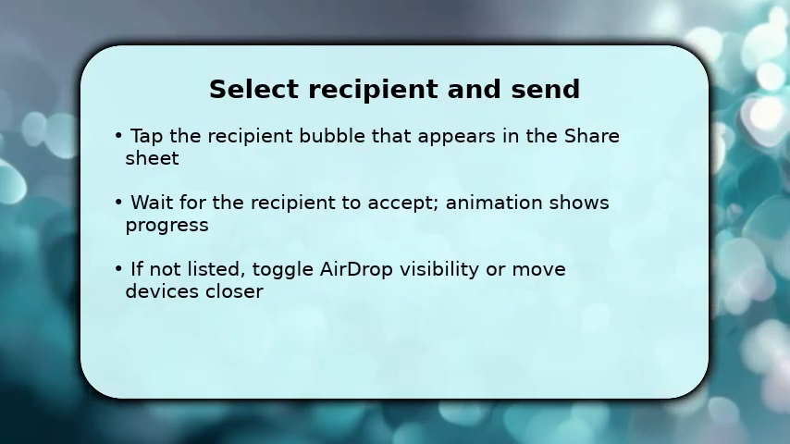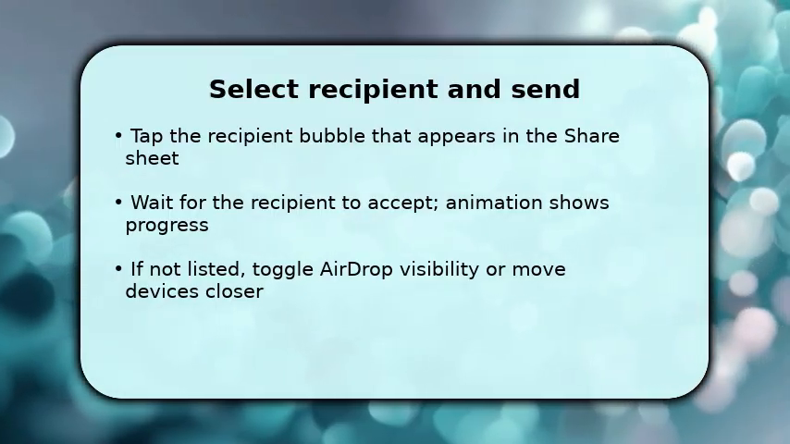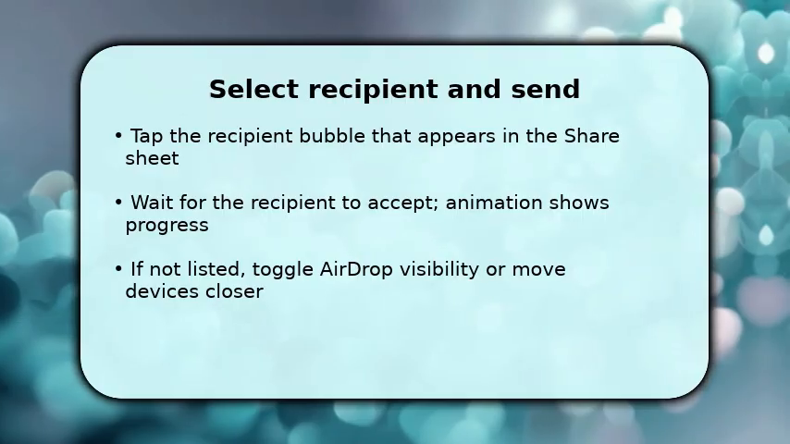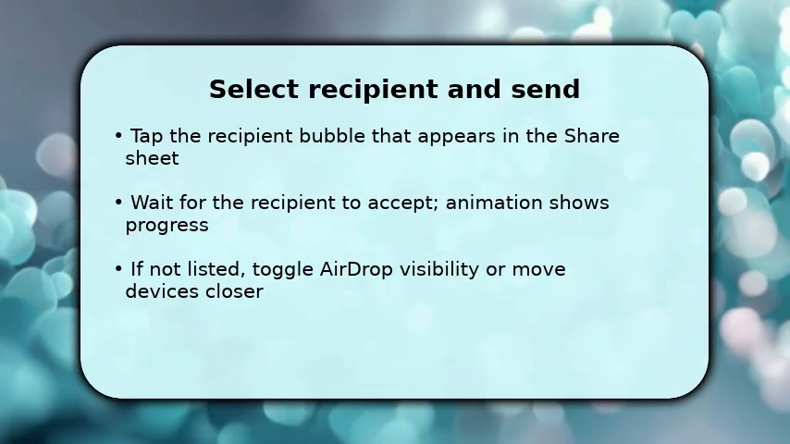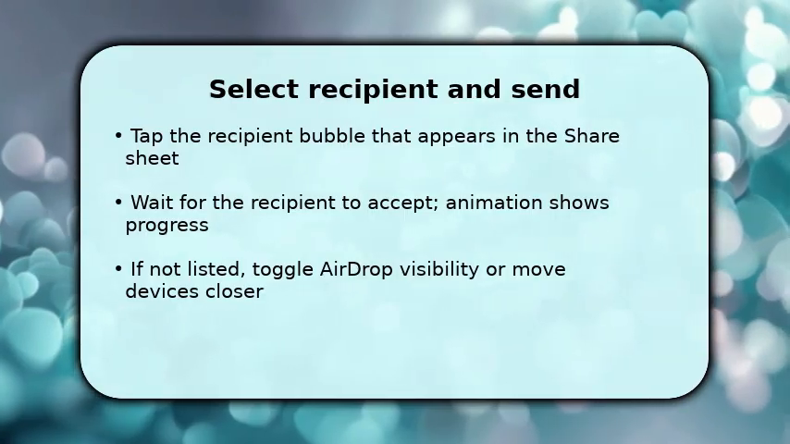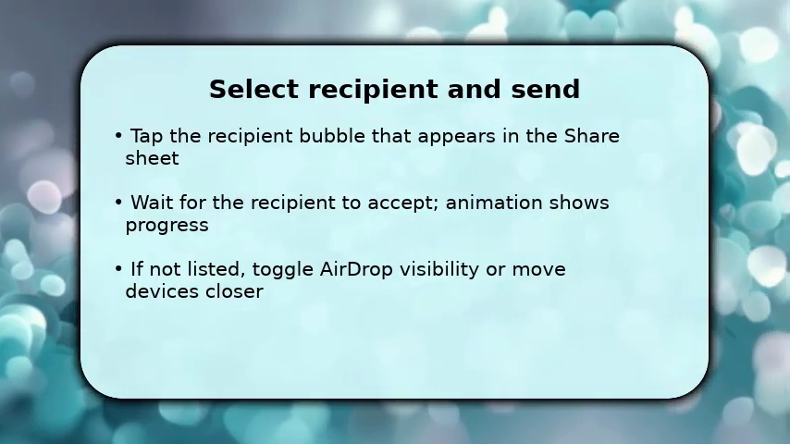You'll see an AirDrop row in the share sheet with nearby devices as bubbles. Tap the bubble for the recipient's iPad. Once you tap, the system sends a connection request, watch the progress animation, and listen for the sound that confirms a transfer. The recipient must accept if required, otherwise it appears automatically.